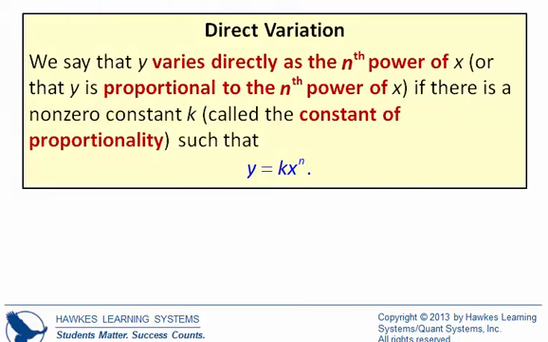Our definition for direct variation, which is one way that we can look at variation, says that y varies directly as the nth power of x, or sometimes we say that y is proportional to the nth power of x. If there is a non-zero constant k, we call this the constant of proportionality, such that y is equal to k times x to the nth power. The easiest way to understand this formula and this concept is to look at an example.